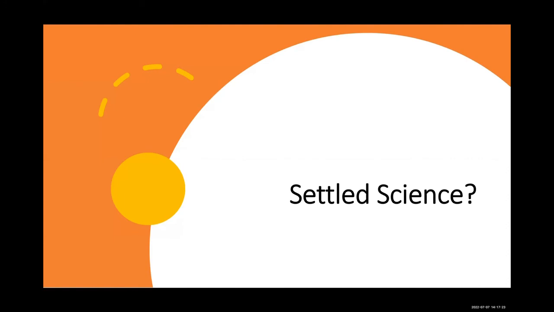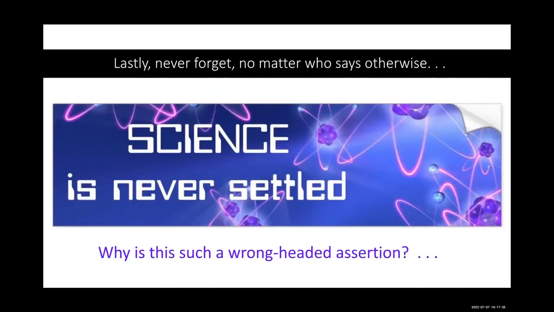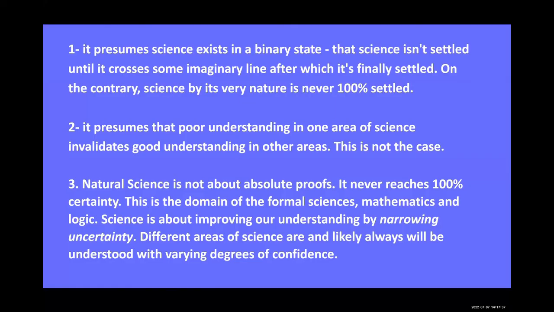So science, is it settled? As we're wrapping up our lesson, let's remember, lastly, never forget, no matter who says otherwise, science is never settled. Why is this a wrong-headed assertion? All right, one, it presumes science exists in a binary state. It's either off or it's on, it's right or it's wrong. That science isn't settled until it crosses an imaginary line after which it's finally settled.